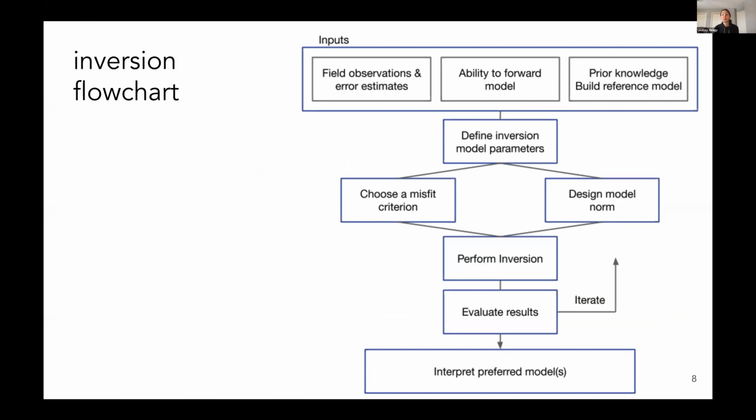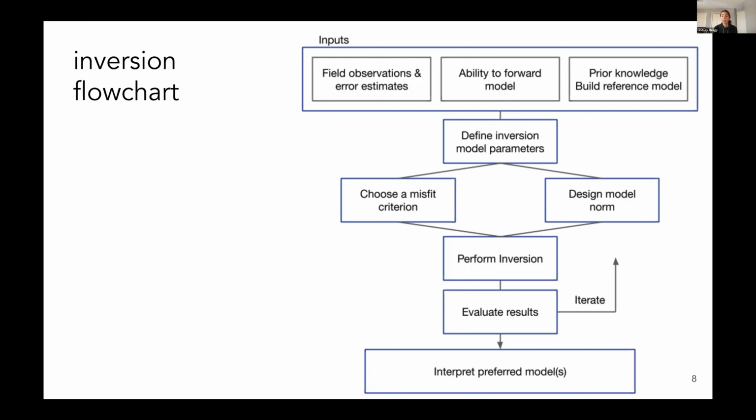So I'm going to start from the flowchart that was introduced last week, where we break down how we're going to solve the inverse problem in a number of steps. In the top box here, we've got our inputs. We've got some data that have been measured out in the field, and we hopefully have error estimates on those data. We need the ability to forward simulate, so some implementation where we can estimate or predict data given a model. And then we need some prior knowledge, if we've got geologic knowledge about the area that we're looking at, and the ability to build a reference model.